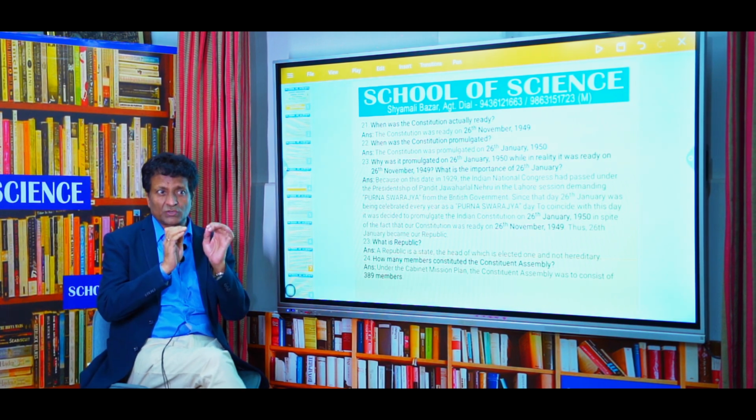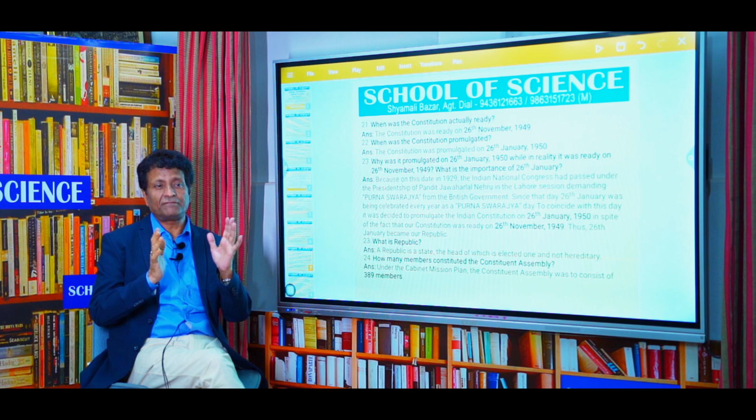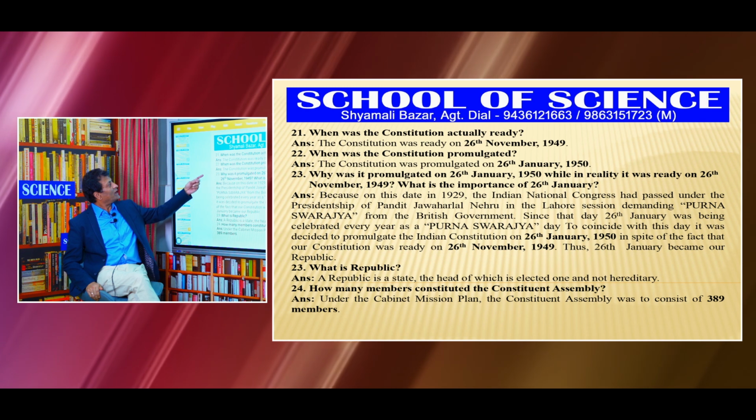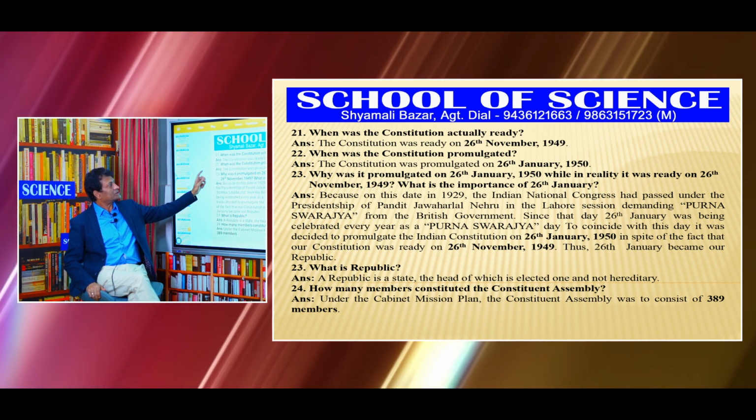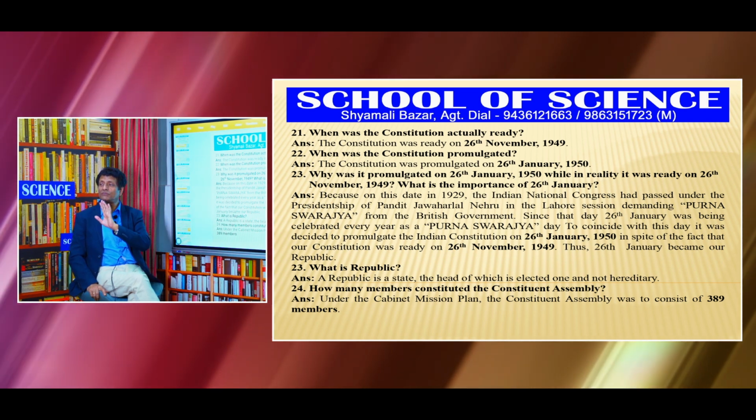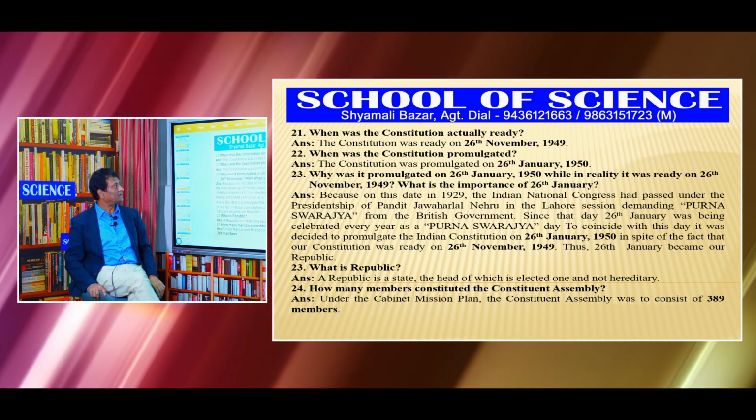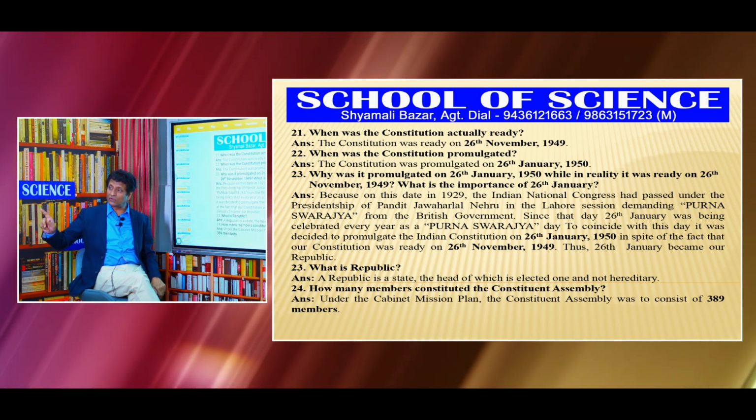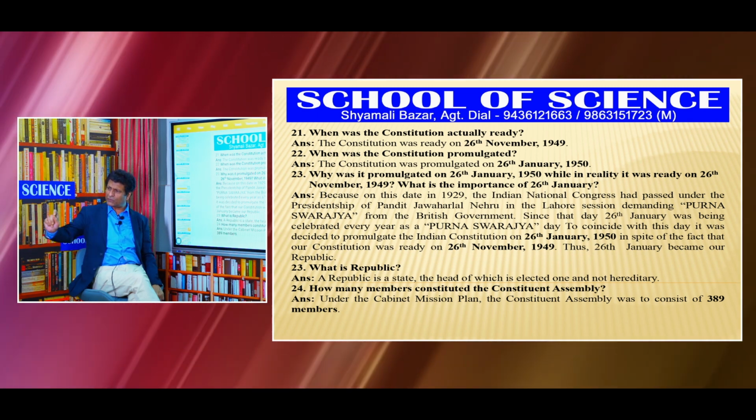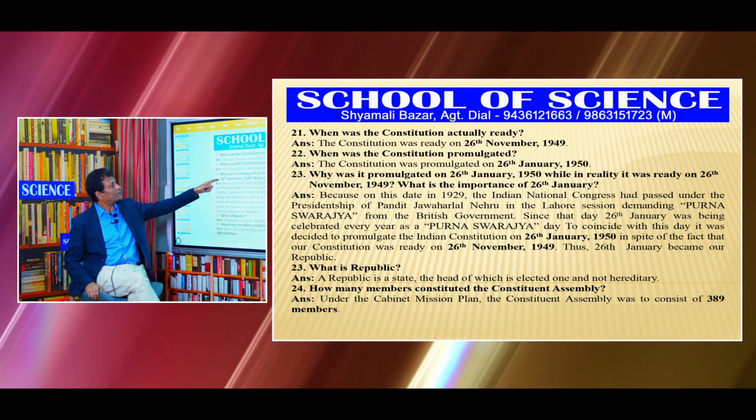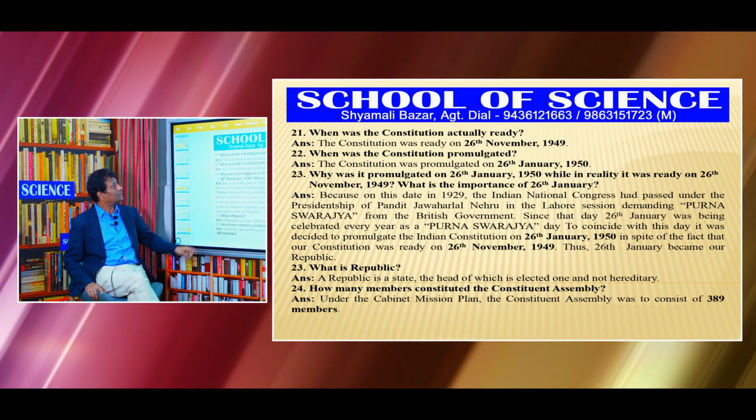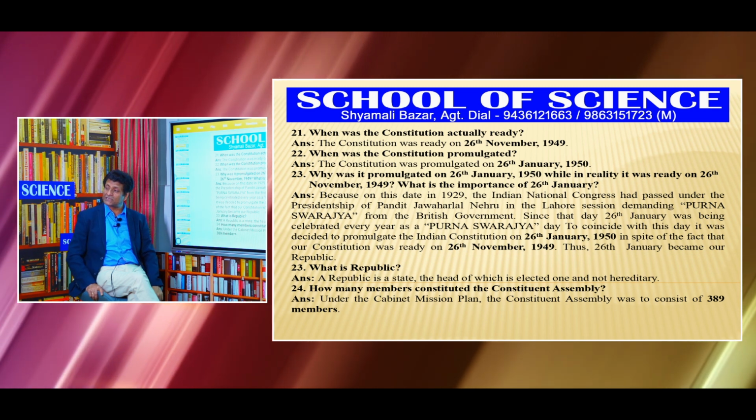What is the significance of 26 January 1950 in the history of India? Let's study this. When was the Constitution promulgated? The Constitution was promulgated on 26 January 1950, though the Constitution was ready on 26 November 1949. Now every student, look at this: this question, the 23rd question, is frequently asked in examinations, beta. Why was it promulgated on 26 January 1950 when in reality it was ready on 26 November 1949? What is the importance of 26 January?